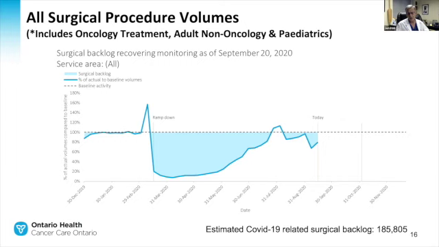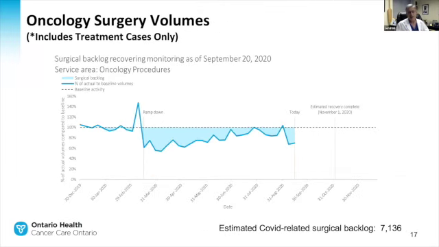The next slide. And this is the cancer surgery only. And you'll recall that I mentioned we had in our model somewhere around 5,500 cancer patients in the surgical backlog, and that is now over 7,000 patients. As we continue, you can see the surgical volume activity as of September 20th for cancer surgery.